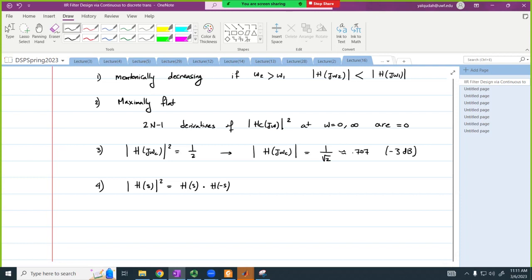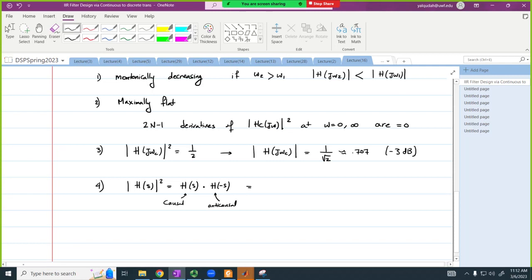So the frequency response squared, |H(s)|², can be written as H(s) multiplied by H(-s). This represents a causal part, H(s), which is causal, and H(-s), which is anti-causal. We'll clarify what that means in a minute.